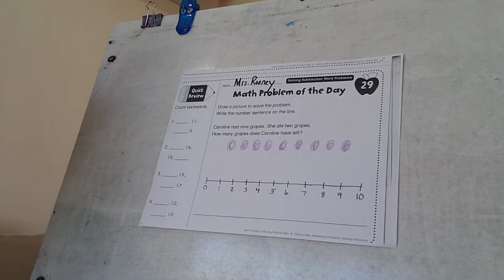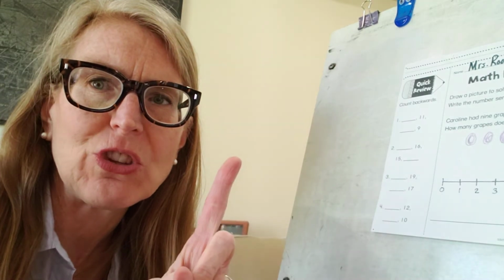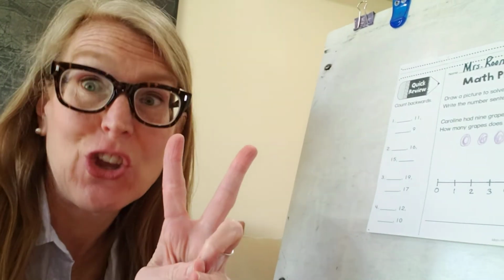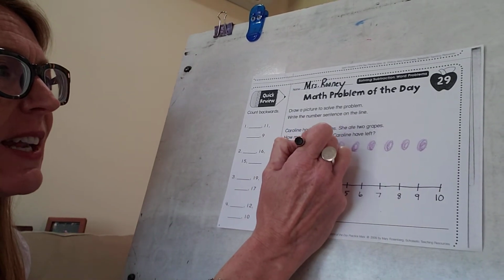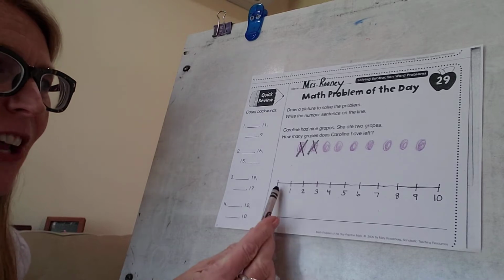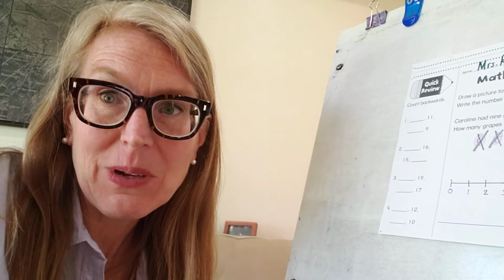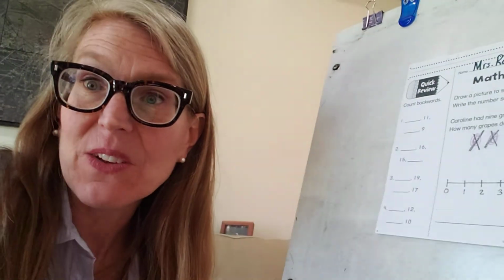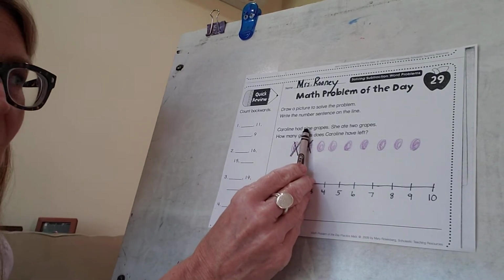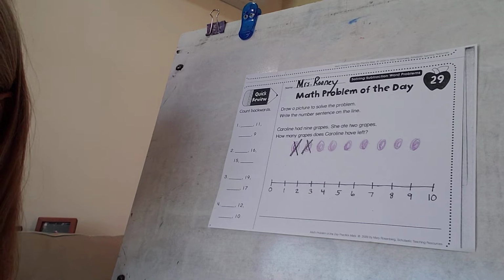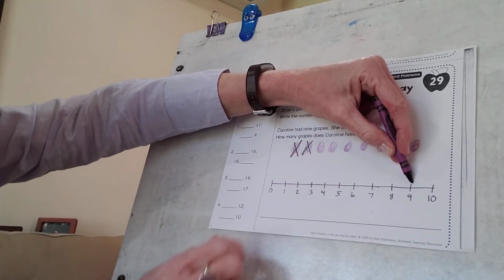What happened next in that story? Caroline had 9 grapes. What did she do? She ate 2 of them, right? So let's cross off the 2 that she ate. Now, I could just count what's left, but I want to use my number line to see if I can figure this out. So, how many grapes did Caroline have to start? She had 9 grapes. So I'm going to go to the number 9 right here because that's where I started. How many grapes did she eat?